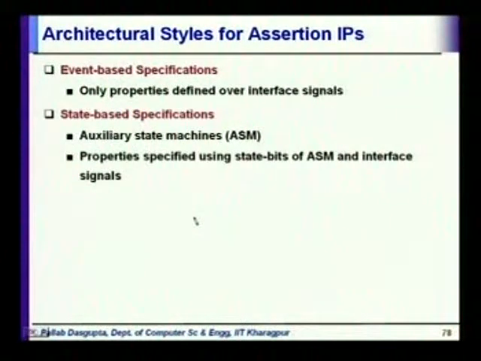Now, we are going to look at the styles for writing assertion IPs. Assertion IPs are property suites. When you have a specification and you want to build a set of properties for that particular specification, then the set of properties that you write is called an assertion IP. And assertion IPs for most of the standard protocols are today available in the market.